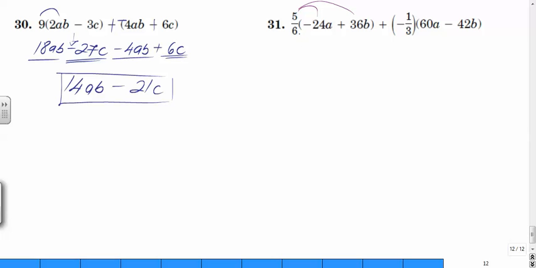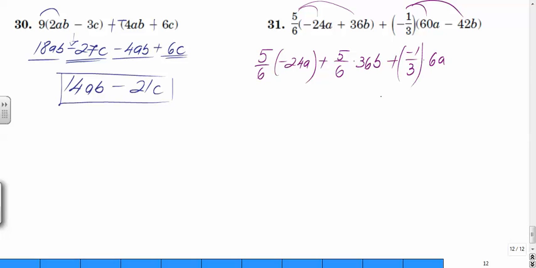Distributive property, 5/6 times negative 24a plus 5/6 times 36b, right? Plus negative 1/3 gets multiplied to everything inside there, will be negative 1/3 times 60a, right? Minus, and I have negative 1/3 times 42b. Okay, we're going and we're performing one operation at a time.